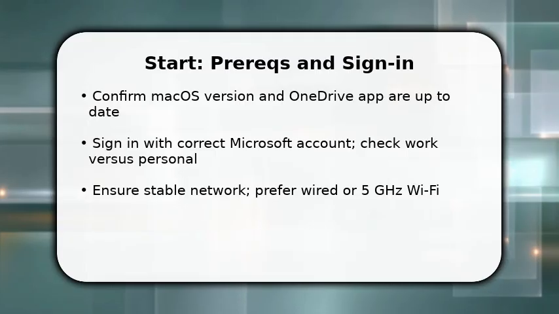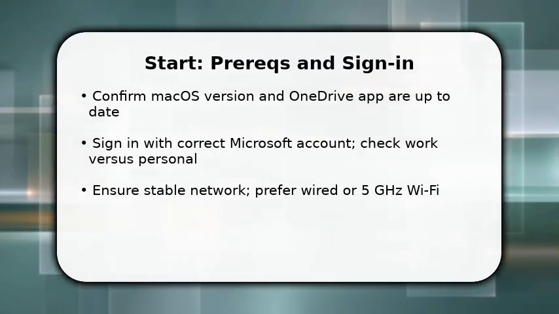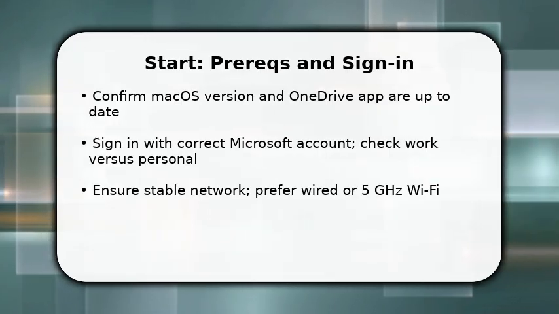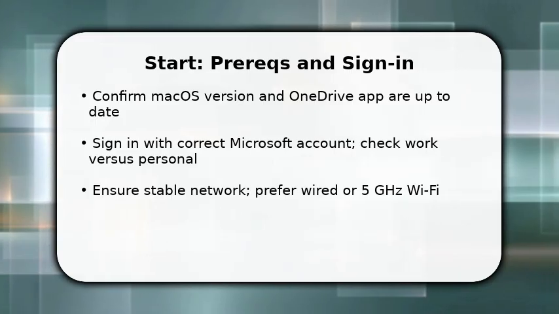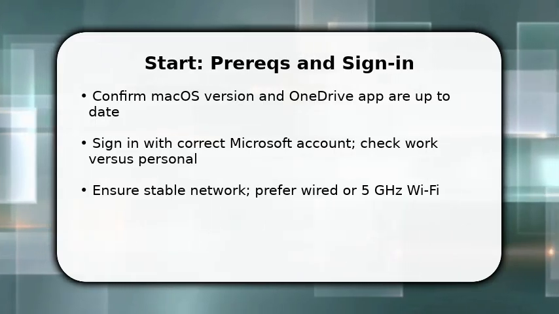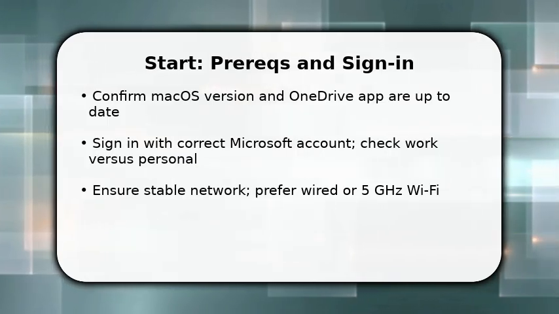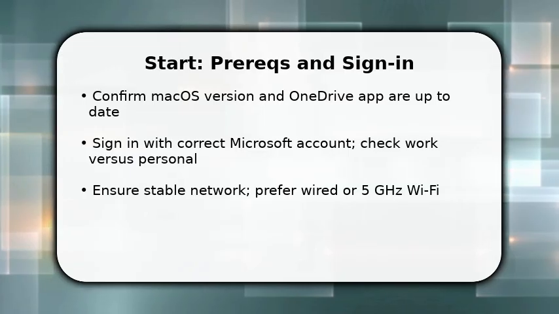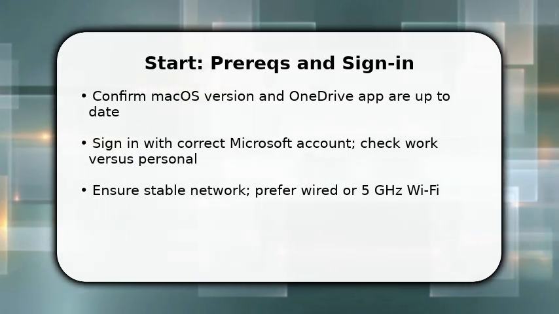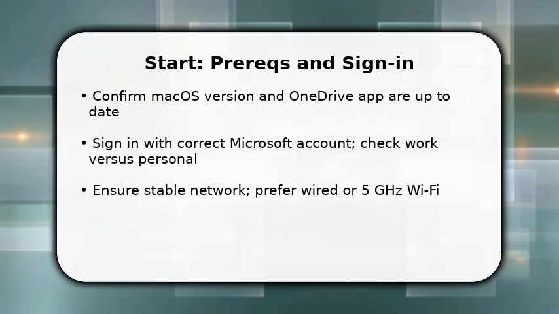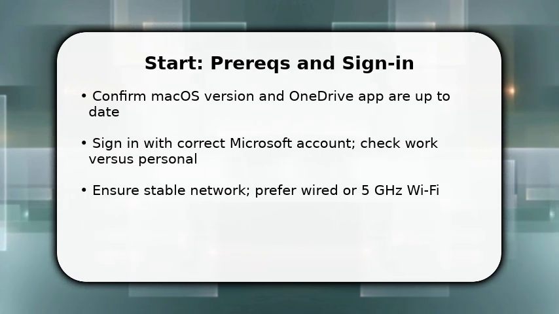You'll begin by verifying the essentials so syncing can proceed cleanly. First, check macOS and the OneDrive app for updates and install them. Outdated clients cause conflicts. Once done, sign in to the exact Microsoft account that owns the files. Work and personal are separate. Also make sure your network is stable. If Wi-Fi is flaky, switch to a wired or 5 GHz connection. These steps eliminate most simple causes and let you move to deeper fixes.